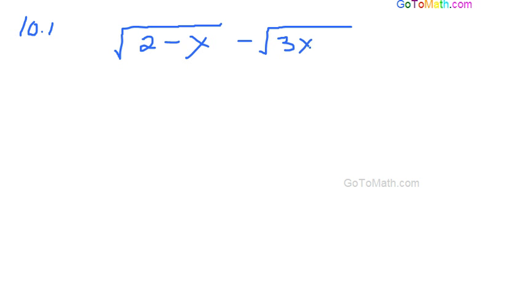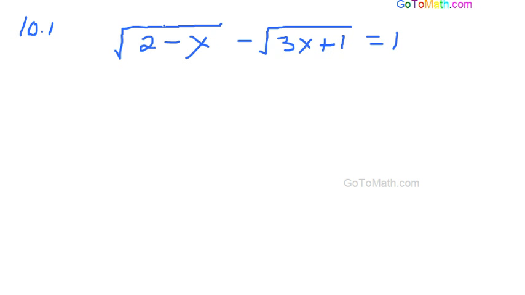Alright, so we got the square root of 2 minus x, and that's going to be, we're not done, minus the square root of 3x plus 1. That's going to be equal to 1. I think I just did one that was equal to 1. No, that was equal to 2. I think the one before that was equal to 1. Alright.